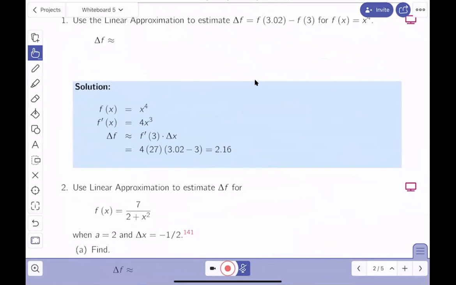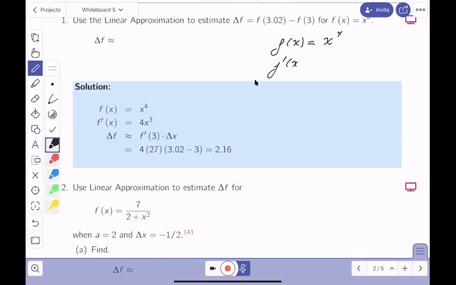Let me just look at my notes, make sure I'm in the right spot. Yep, I am. So first thing I would probably write down is I'd write the function down. And what's the function? The function's f of x. The next thing I'd write down is the derivative of that. So f prime is going to be 4x cubed. Now, certainly you want me to use a linear approximation to approximate delta f.